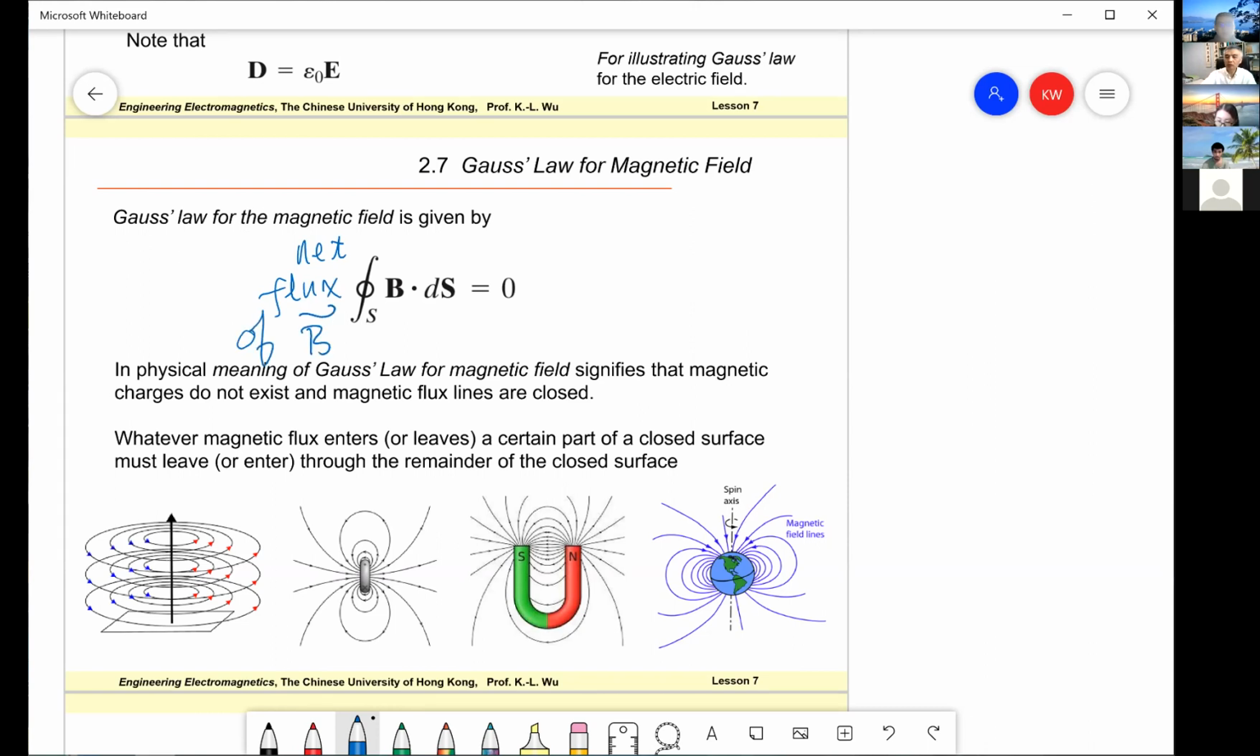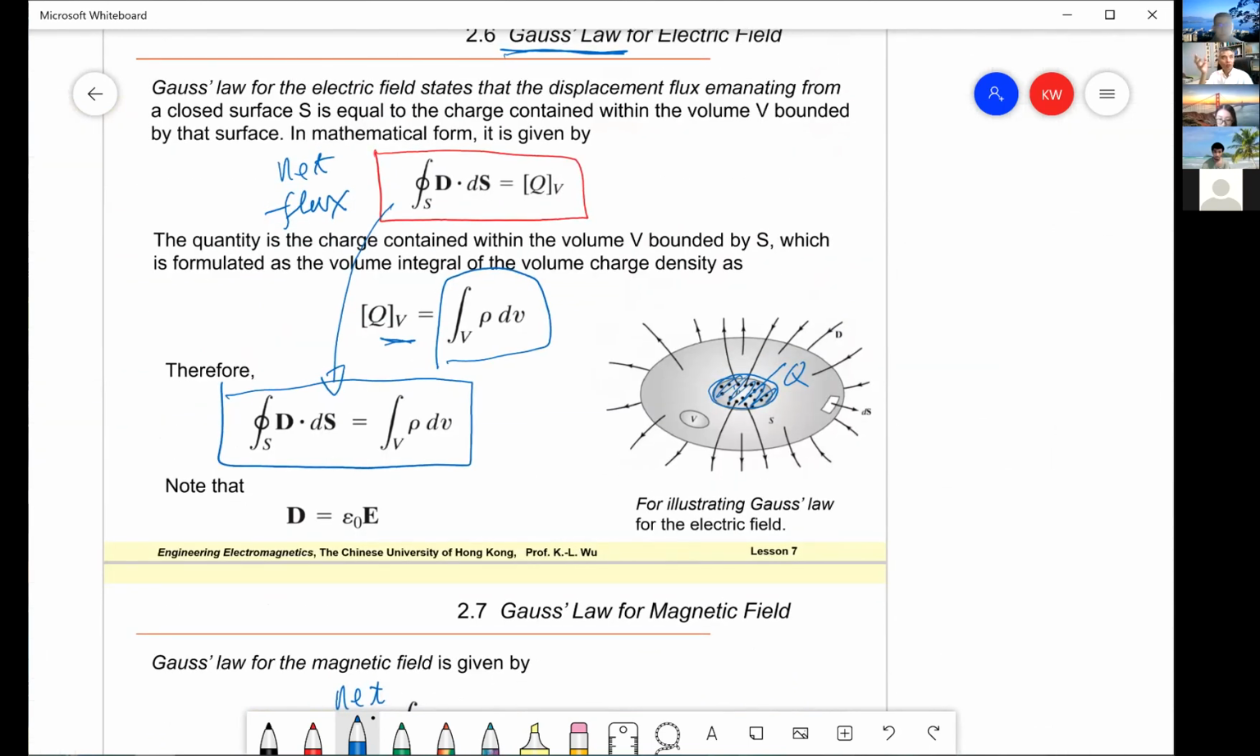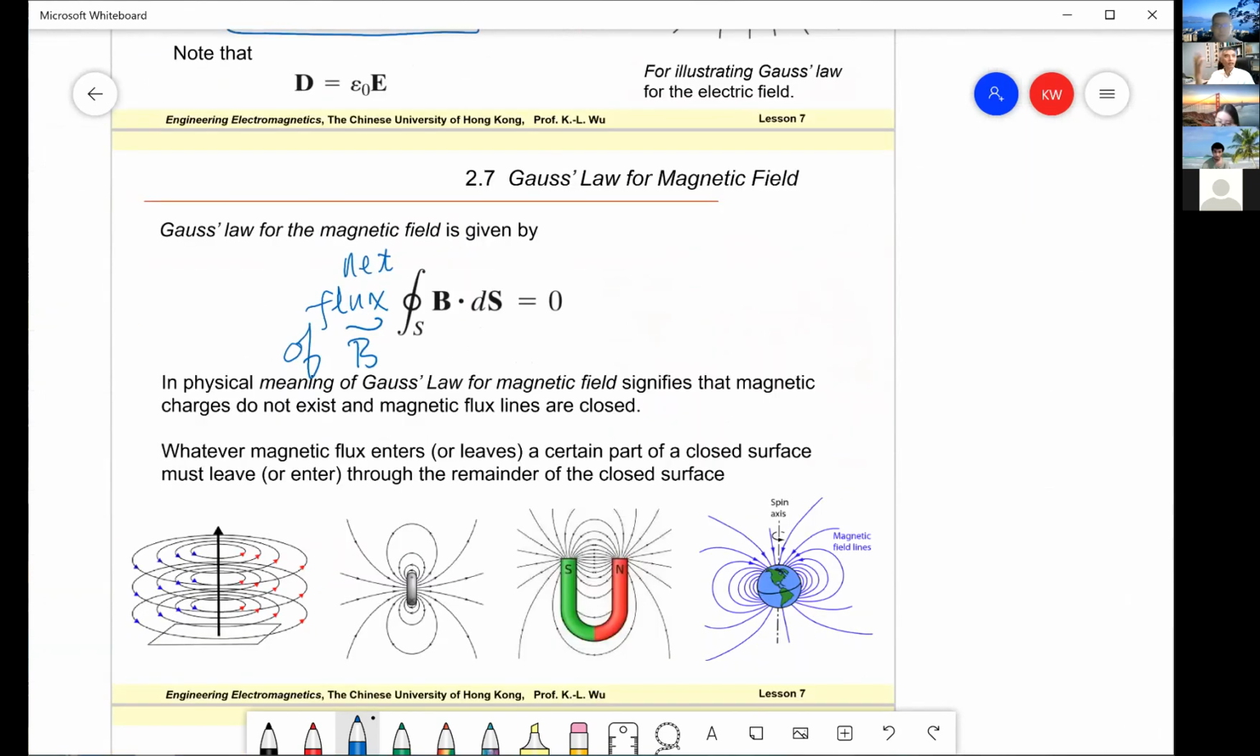Of B. We don't write magnetic field out in full, we just use B. So no matter what geometry the surface is, how large or how small, the net flux is always equal to 0. Compared to Gauss's law for the electrical field, where on the right-hand side we have an electrical charge, for the magnetic field, on the right-hand side we get nothing.